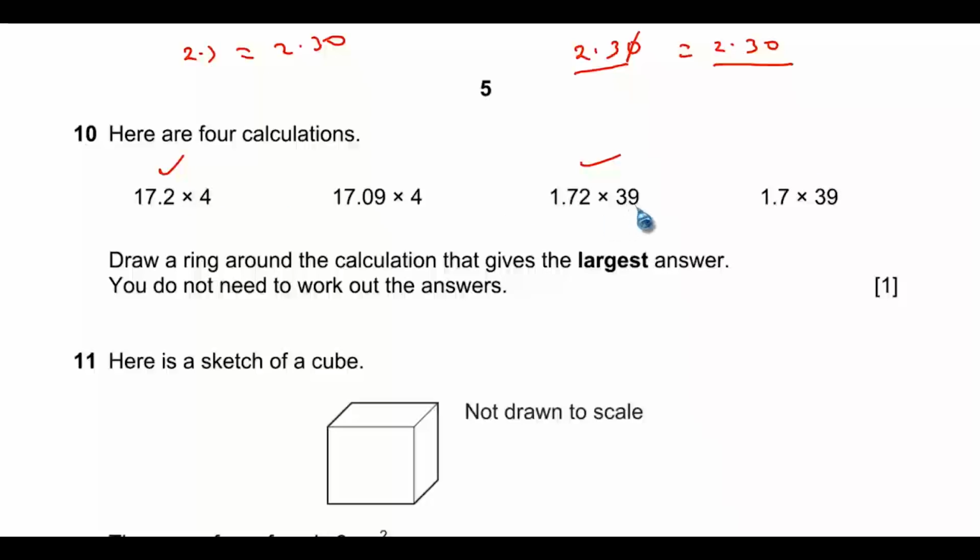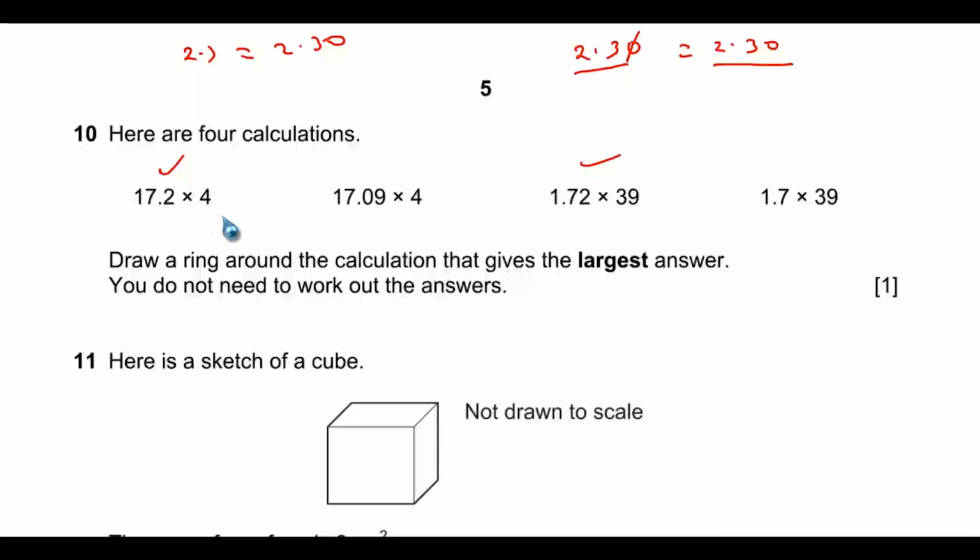Don't say that because you have 39 here and you have 4 here, this is bigger. No. Before you can compare them, the two numbers must have something in common. Just like this and this, what they have in common is multiplied by 4. For these two, what they have in common is multiplied by 39. So let's compare these two now. Before you can compare them, they should have something in common.